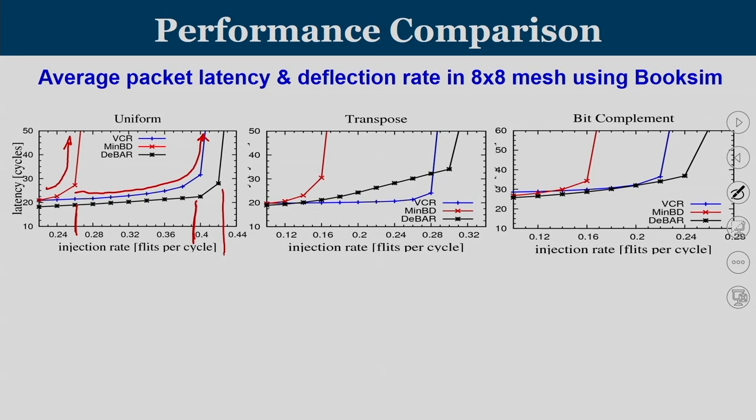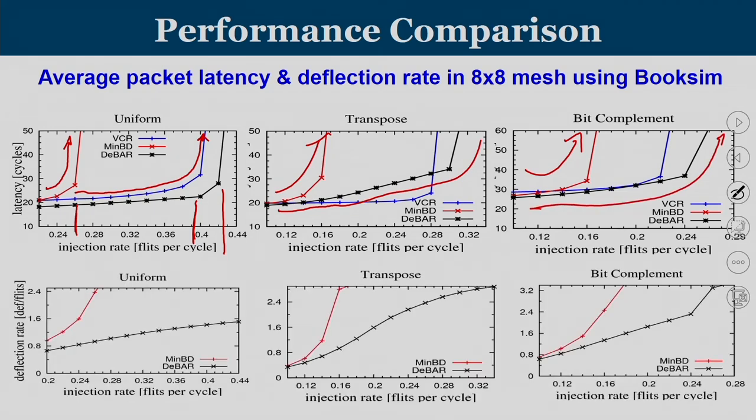So D-bar can accommodate a larger number of packets in the network. Still it is not saturating. This is something like the load latency graph we have seen. If you have fewer buffers, if there is more deflection, then it will saturate early. That's what you can see in min BD. So the trend is there. Min BD saturates early in transpose as well as bit complement traffic, and we can see that D-bar, the black one, is showing slightly better performance in the other two traffic patterns.